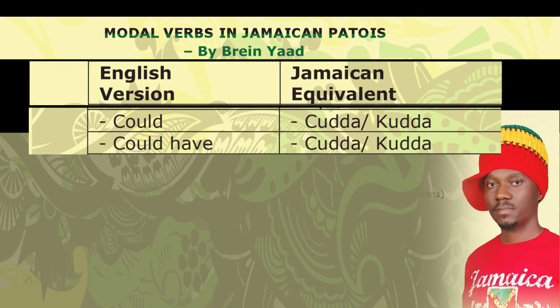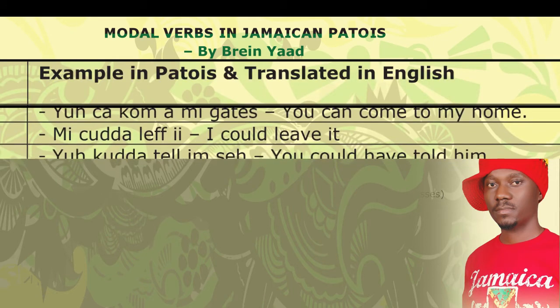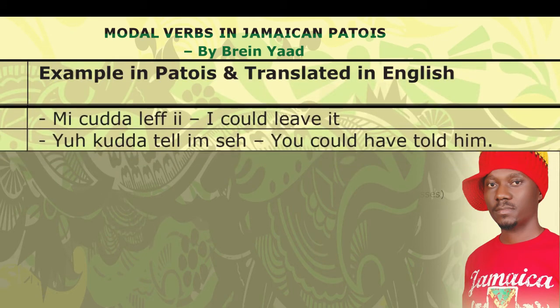Again, we have could have. How do you say could have in Jamaican? Still you say coulda. Somebody will say, you coulda tell him, meaning you could have told him.